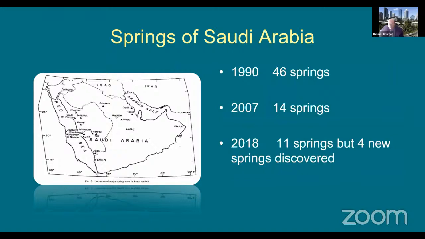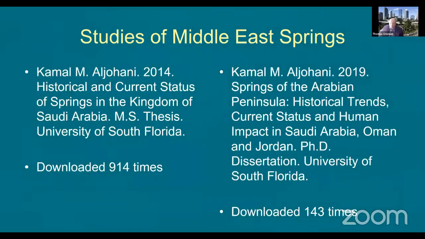Our studies have worked since the 1990s looking at springs in Saudi Arabia. Saudi Arabia had 46 springs in 1990. It declined to 14 springs in 2007. And when we went back, we only found 11 springs in 2018, but that included 2 new springs, all because of over-extraction of groundwater.